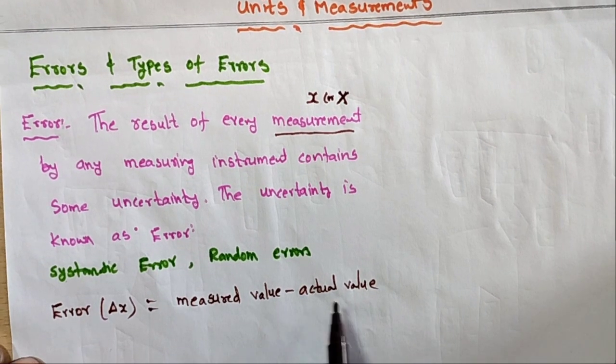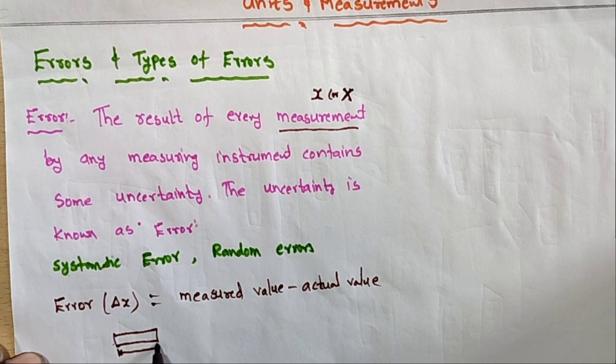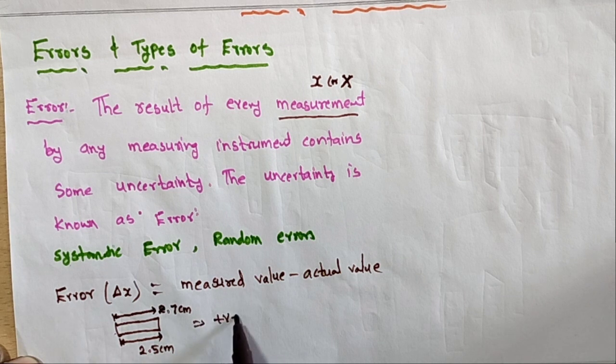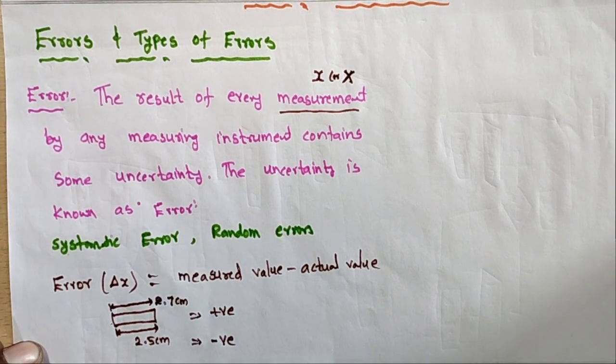Suppose this is a small chalk piece. Its actual length is 2.5 centimeters. Suppose one student measures it with an instrument, let us take a scale, and gets 2.7 centimeters. This is the measured value. These errors may be positive values or negative values.